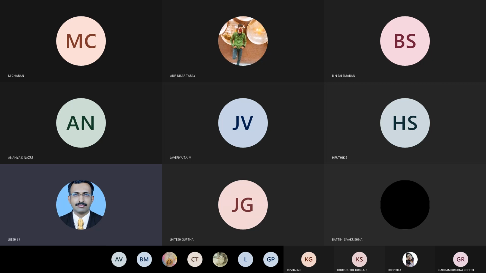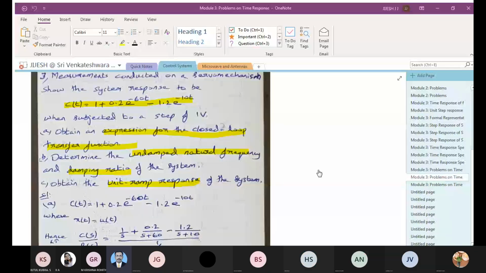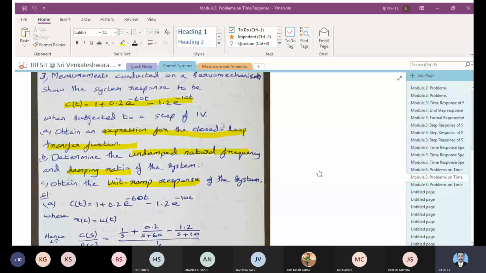So we were doing time response specification, and we have started with the problems on time response specification. So you know all the equations related to that. So we will just continue the problem we have left in the previous class. In the previous class, all of you might have written this problem, and we will start solving it. Those who have not completed the question, you can write it down.